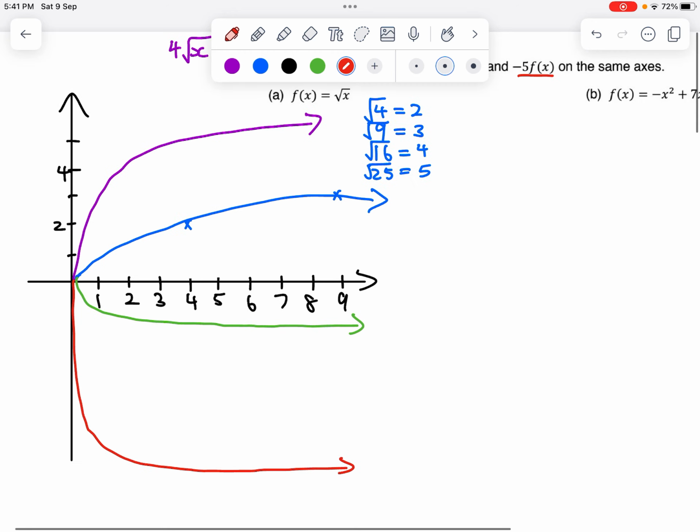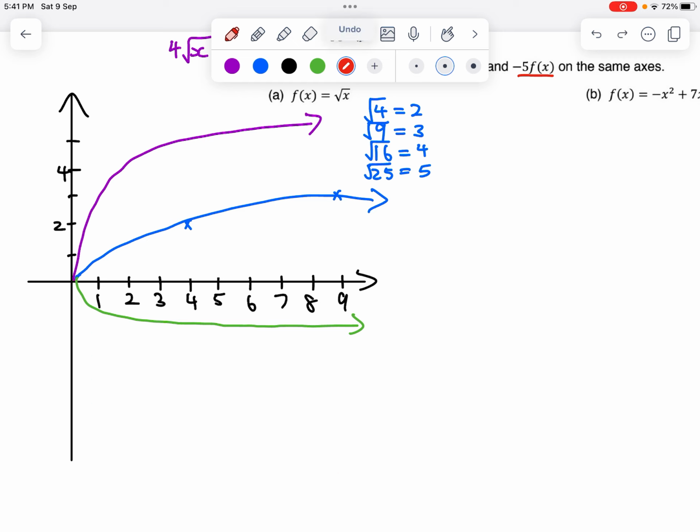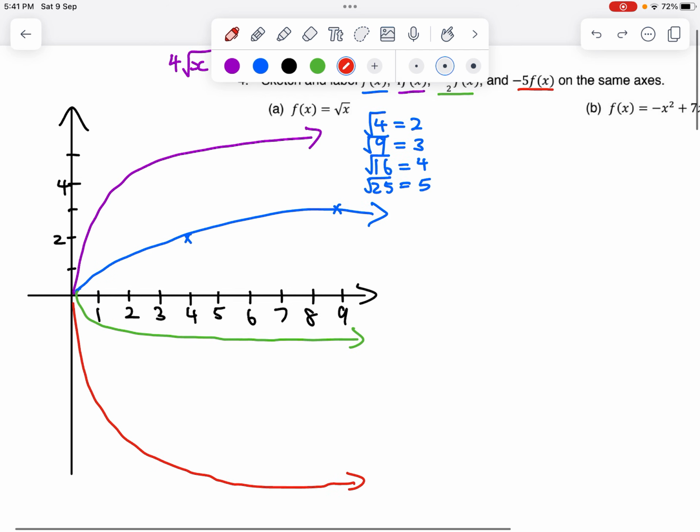So here you have it, and I can just do it like that, so that's more clear. Because if I do it like that, it kind of looks like an exponential function, but it is not. So we need to be careful when graphing that.